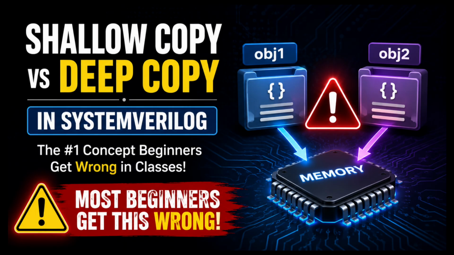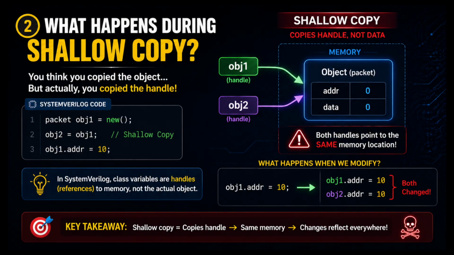Let's talk about one of the most dangerous concepts in SystemVerilog classes, shallow copy versus deep copy. And trust me, this is where most beginners break their test bench. First understand this, in SystemVerilog, class variables are not objects, they are handles, basically a reference to memory. Now imagine this, you create an object, then you write object1 equals object2. What just happened? Did you copy the object? No, you copied the handle. Now both object1 and object2 point to the same memory location. This is called shallow copy.